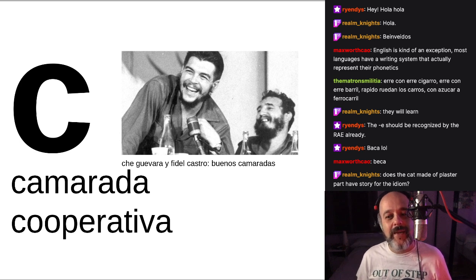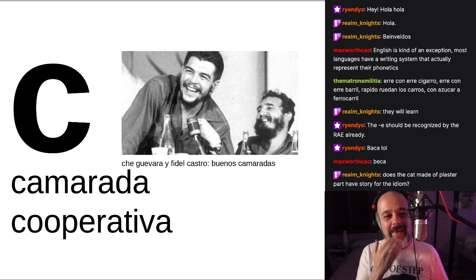Does the cat made of plaster part have a story for the idiom? I don't know what's behind it, to be honest. I know it's very Madrileño, it's very specific from Madrid, but I don't know the backstory for this one.